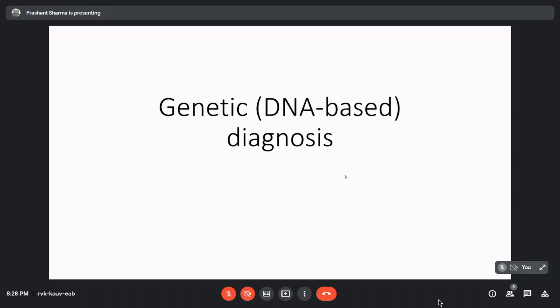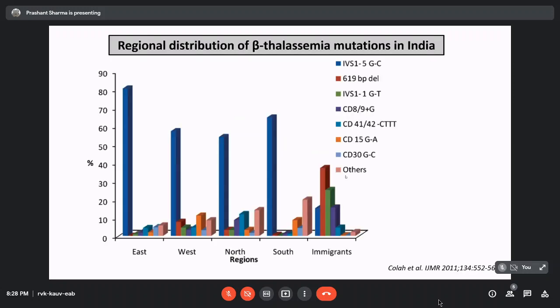Okay, so we'll now launch into genetic diagnosis. So far what we've looked at is the pathogenesis and the type of mutations and the defects that can go wrong. But we must, as pathologists, be familiar with what you do if you're faced with a patient whose HPLC is suggesting thalassemia.